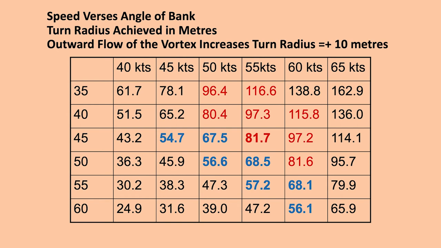Speed versus angle of bank then. Here's a table of speed with angle of bank and the turn radius achieved in meters. The outward flow of the vortex increases the turn radius in 6 knot thermals by 10 meters. So you can see the perfect solution might be 45 knots and 45 degrees angle of bank, or 50 knots and 50 degrees angle of bank. Of course, if you could fly slower, like a T21 at a slower speed of 35 knots or something and 45 degrees angle of bank, that would be just magnificent. However, modern machines aren't designed for that.